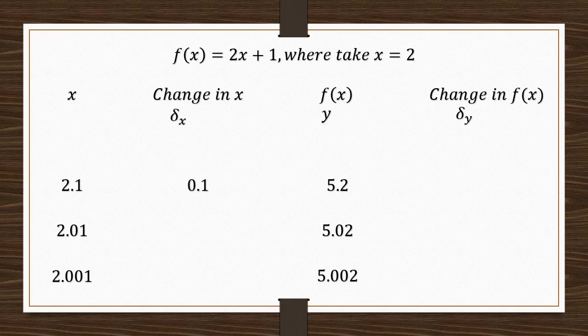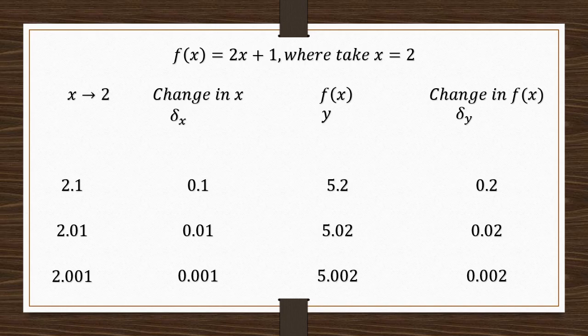When I put the symbols, it becomes easier to put them in the functions afterwards. So x was originally 2, and when I take 2.1 as x, the difference is 0.1. If we put 2 into the function, we get f(x) as 5. So the difference in f(x) after taking 2.1 was 0.2. When I change x by 0.1, I get the answer 0.2. When I change x by 0.01, I get 0.02. When x changes by 0.001, the answer is 0.002.